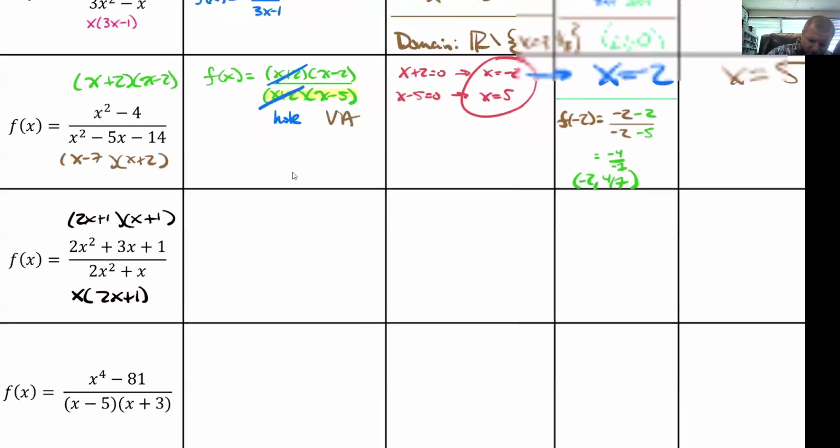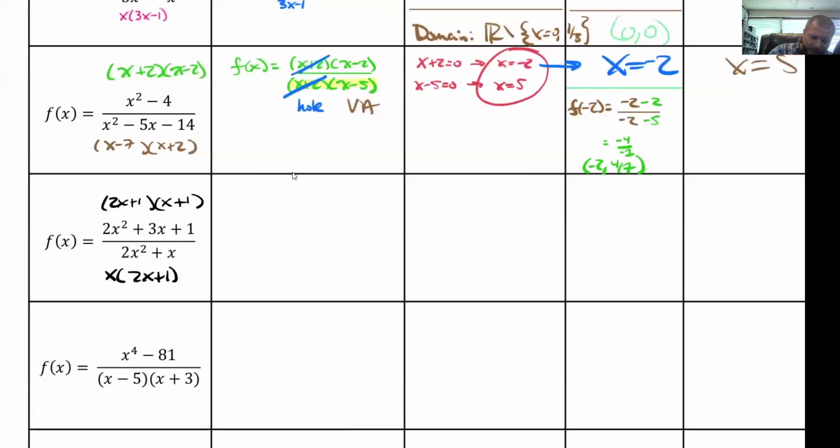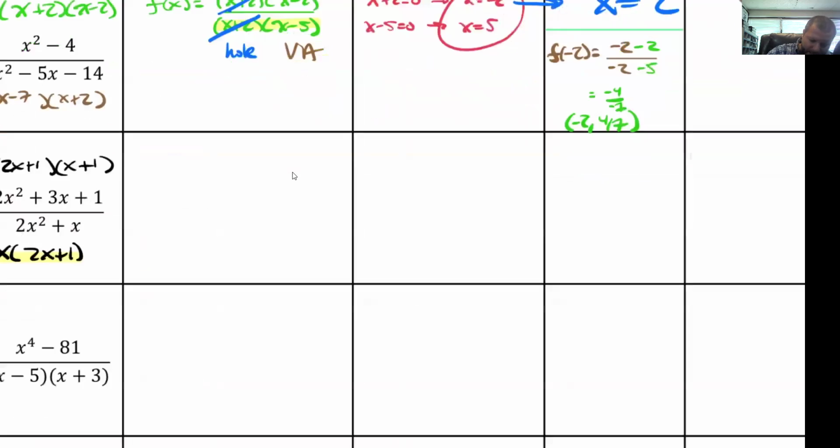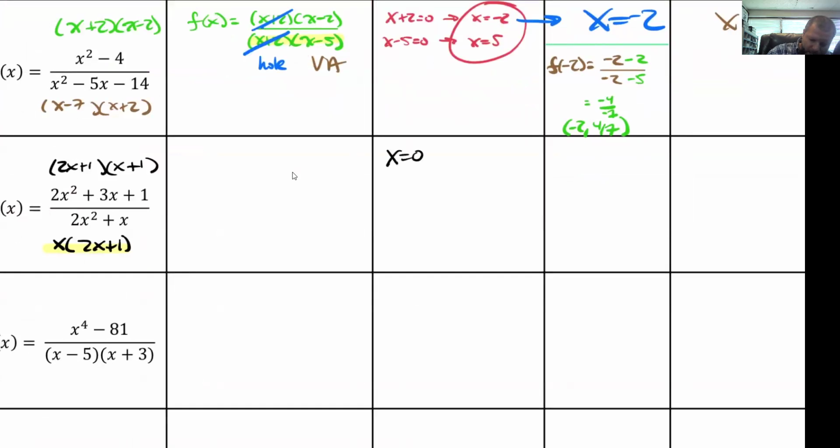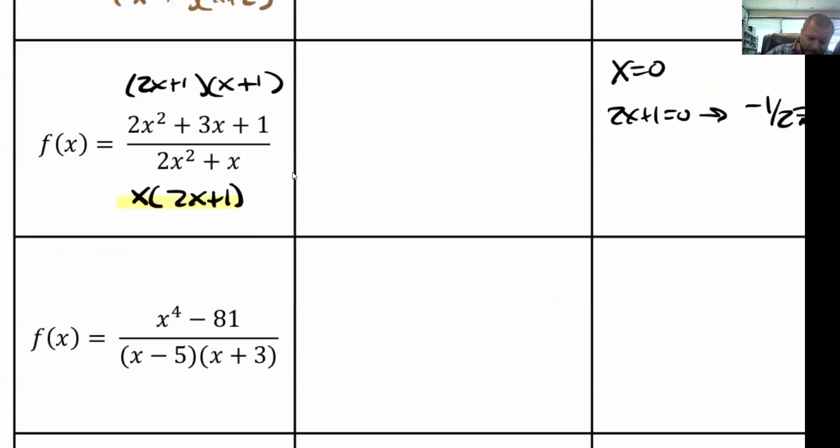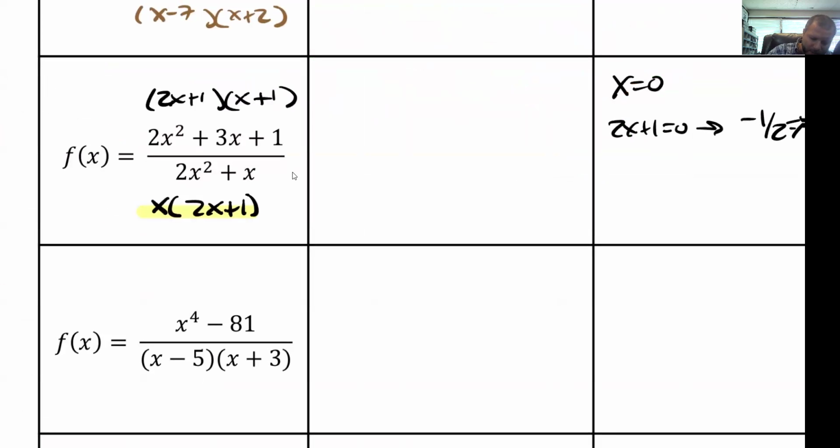So let me find my domain restrictions first. I'm going to check where my denominator is equal to 0. So I'd get x equals 0 and 2x plus 1 equals 0, so this is going to be -1/2. So I know my domain is all real numbers except for 0 and -1/2. Now I'm going to do a little bit of canceling. Notice that this 2x plus 1 and that 2x plus 1 cancel. So my new simplified function is x plus 1 over x.